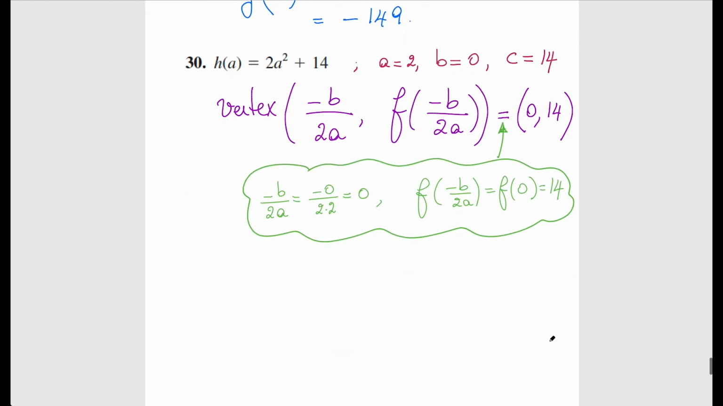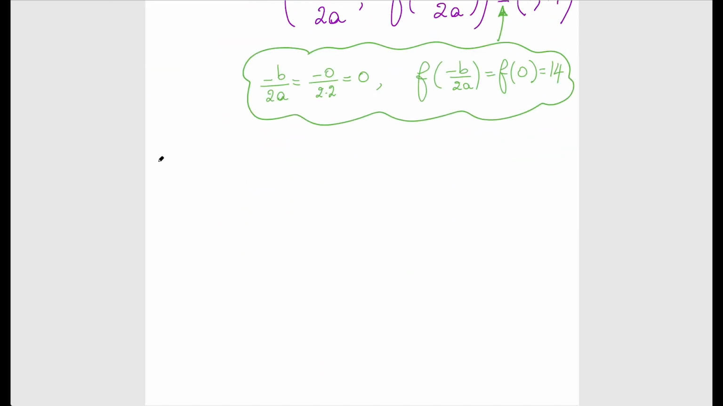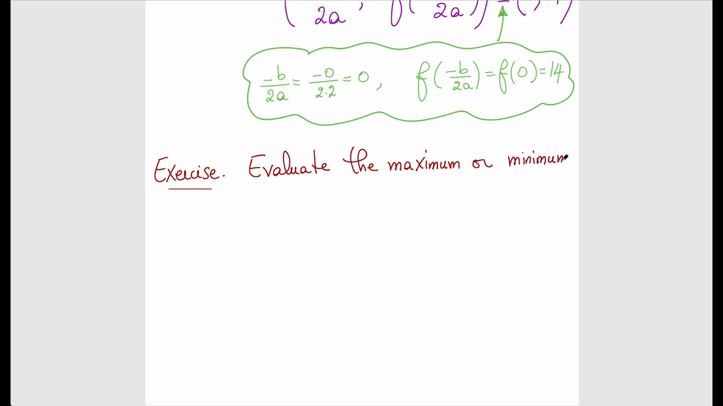Let's now do an exercise. So let's write down an exercise, not from the book. Let's say the following. Evaluate the maximum or the minimum value of the following quadratic function.